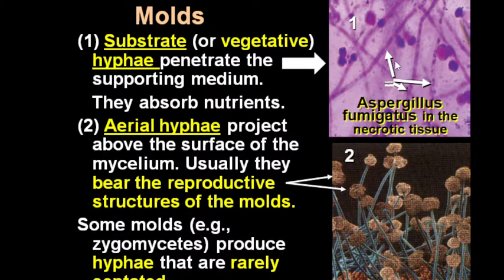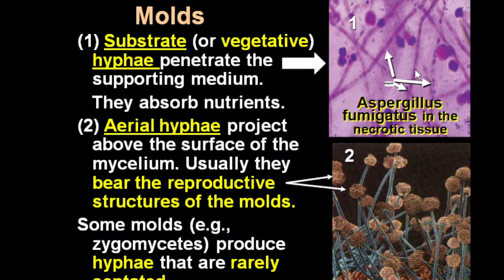If we take a look at the colony of the mold, we may see two types of mycelium. The first type of mycelium is the substrate or vegetative mycelium or hyphae. What is it? These are the hyphae that penetrate the supporting medium where it is fixed, and through these vegetative or substrate hyphae, fungi absorb the nutrients, and also the vegetative or substrate hyphae or mycelium fix the colony on the surface of the substrate and do not let anything remove it from the substrate.